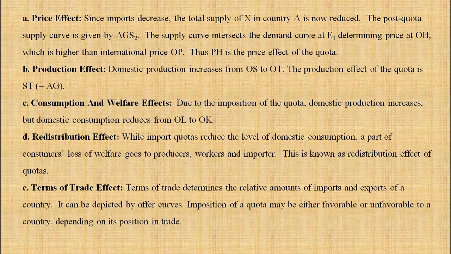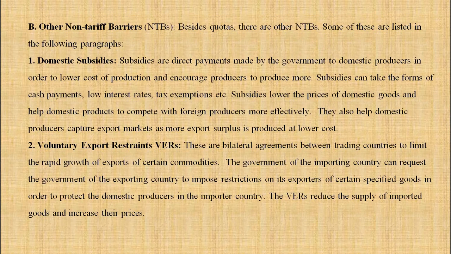Redistribution effect. While import quotas reduce the level of domestic consumption, a part of consumers' loss of welfare goes to producers, workers and importers. This is known as the redistribution effect of quotas. Next, terms of trade effect. Terms of trade determines the relative amount of imports and exports of a country. It can be depicted by offer curves. Imposition of a quota may be either favorable or unfavorable to a country depending on its position in trade.